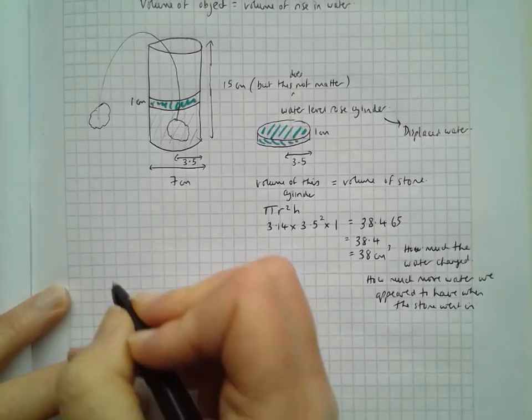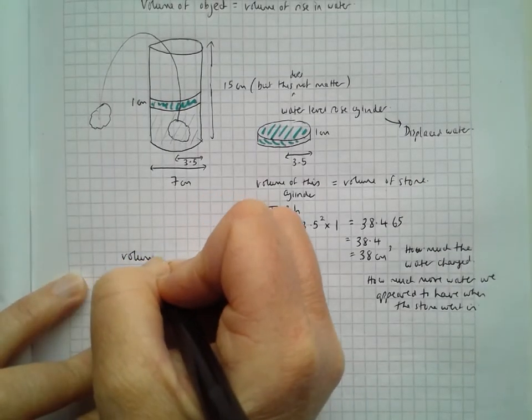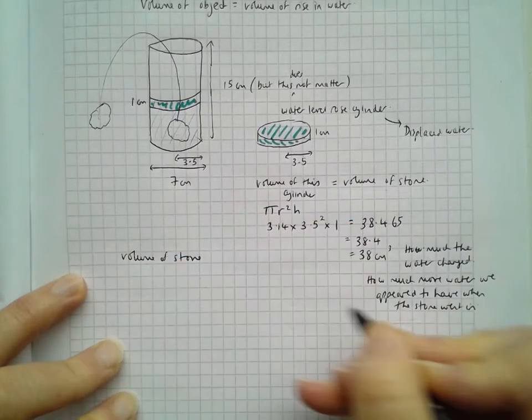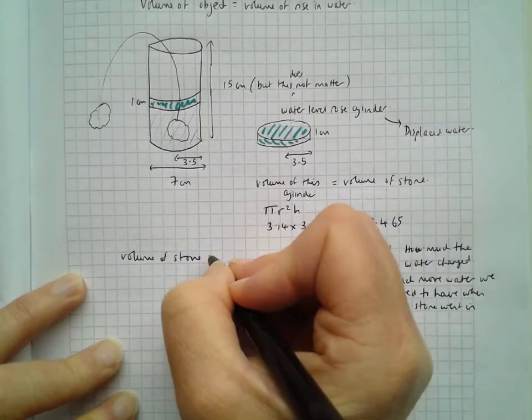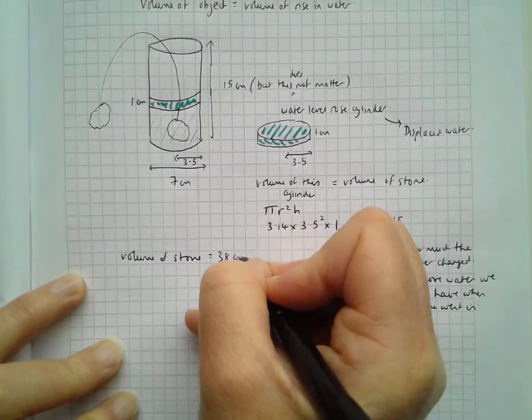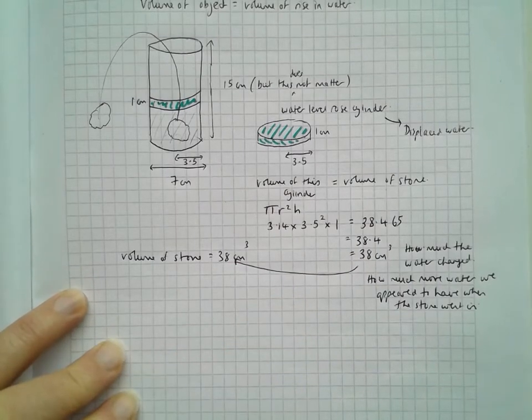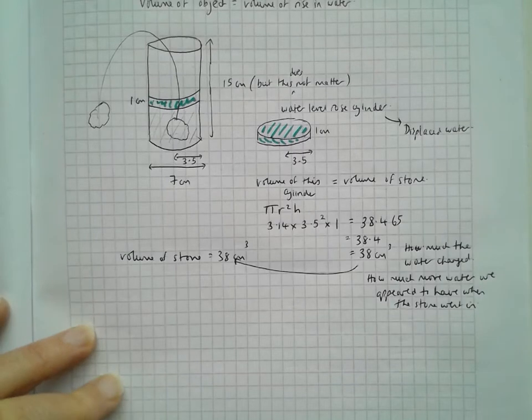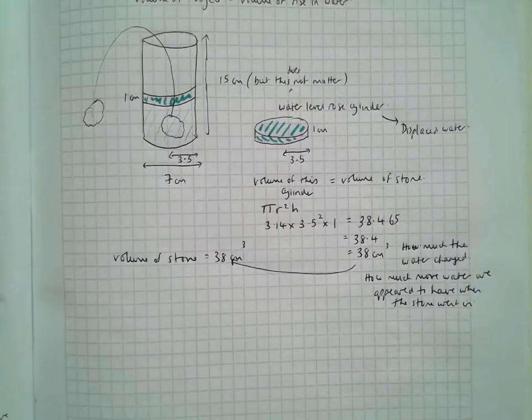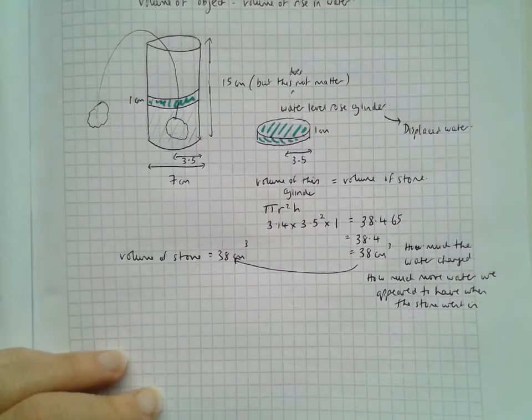So we now know that the volume of the stone is 38 centimeters cubed. Okay, I hope that makes sense. I know it's a challenging idea. It would be easier to see if we were in school, but hopefully just that physical example will help you.